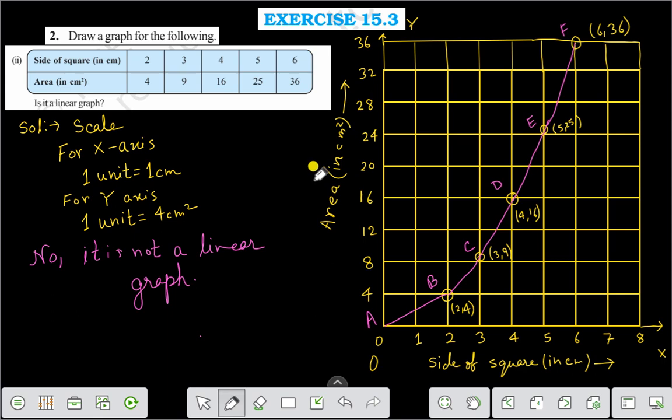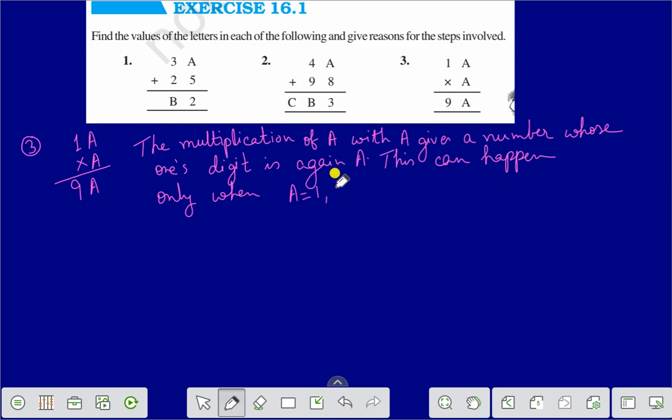1, 5 or 6, because 1 into 1 comes again 1. If we multiply 5 with 5, then the unit place is again 5. Same, if we multiply 6 with 6, it is 36. We are getting again the unit place as the same number, right?